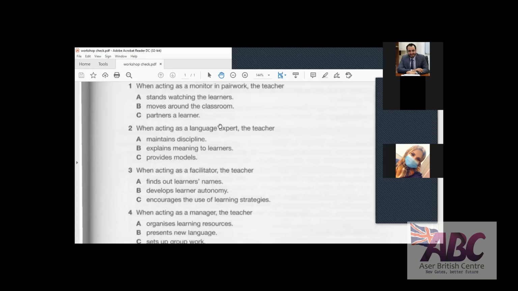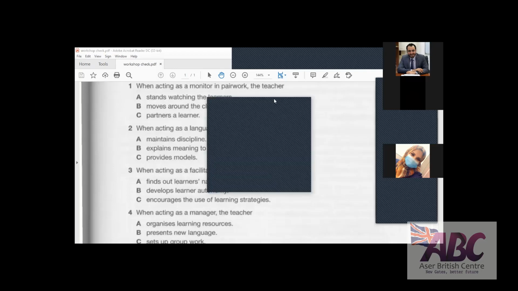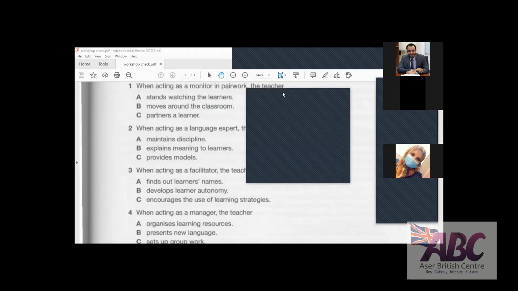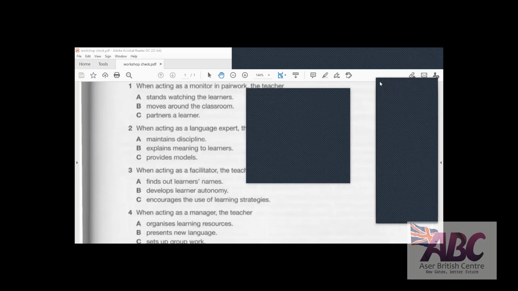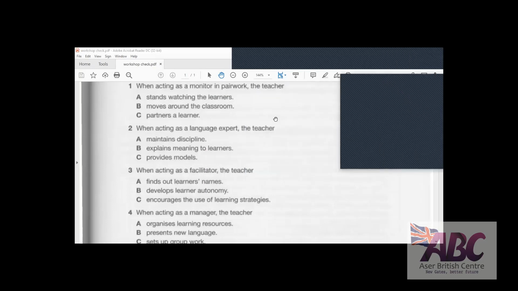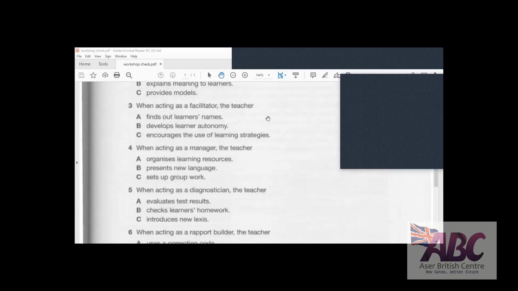When you act as language expert or language input, the teacher maintains discipline, explains a meaning to the learners, or provides models. A, B, or C? Language input, language resource. A is not suitable. B and C are good. So the one which does not complete will be A. Thank you.